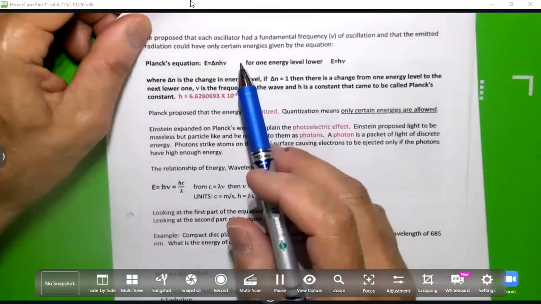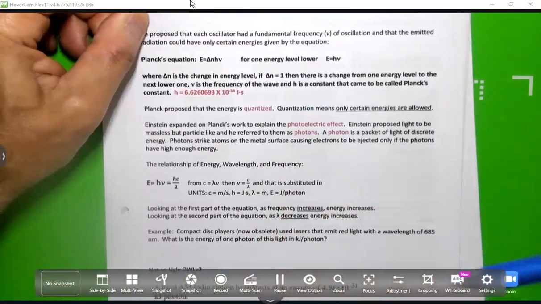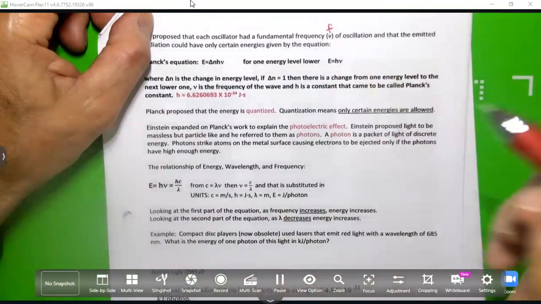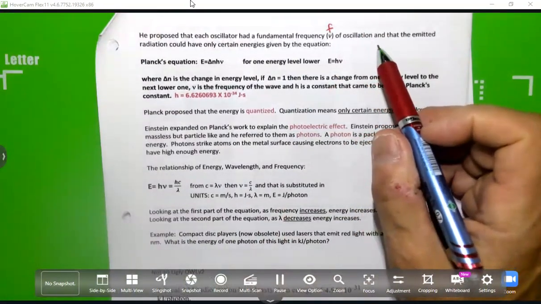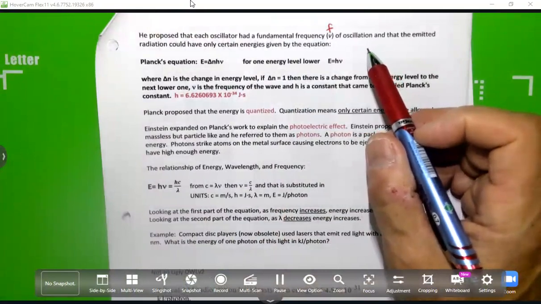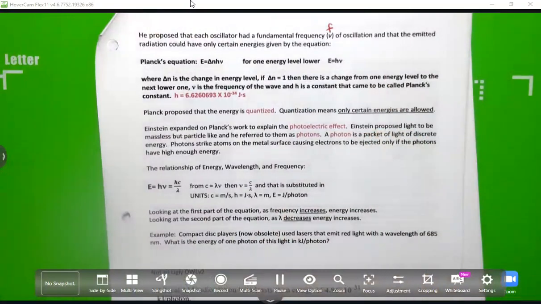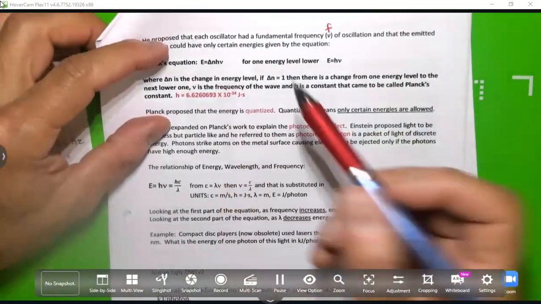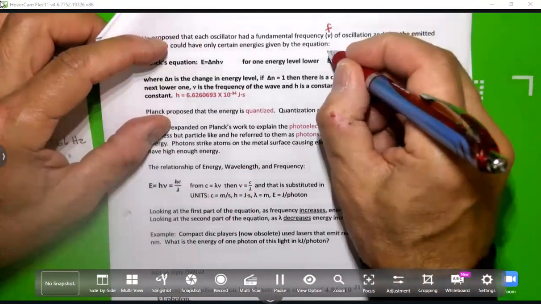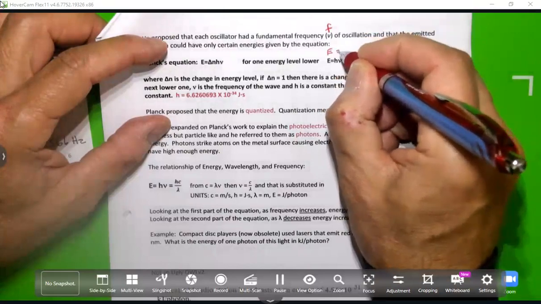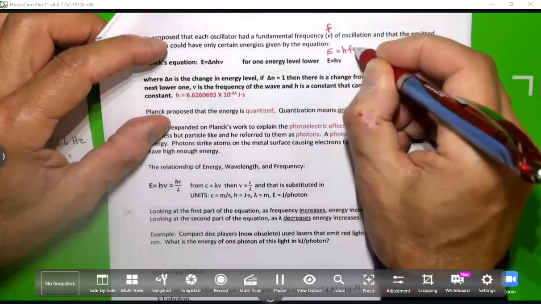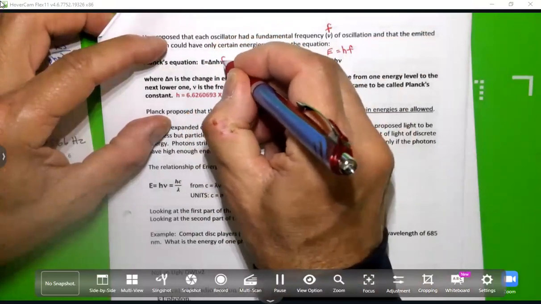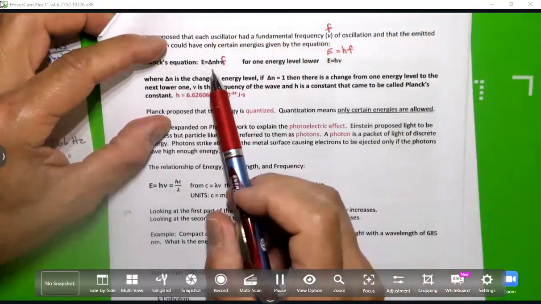He proposed that each oscillator had a fundamental frequency, and we want to change this to f for our frequency. We've been using f of oscillation, and the emitted radiation could have only certain energies given by this equation. I am going to change this. Your textbook, I believe, uses the Greek letter nu. I'm going to use hf, so I'm going to rewrite this, and this is going to be f here. Now check this out. This is Planck's equation.